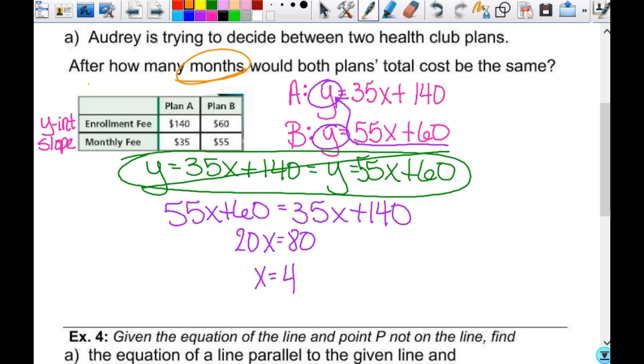Did I have to use x and y? No. I absolutely didn't have to. I could use A and B. I could have used a monkey and an elephant. It doesn't matter. I maybe could have used an M for month and a T for total or something that was more relevant. That's fine too.